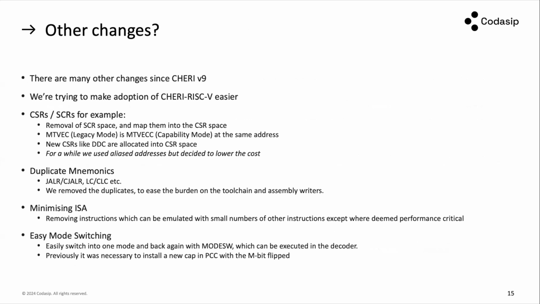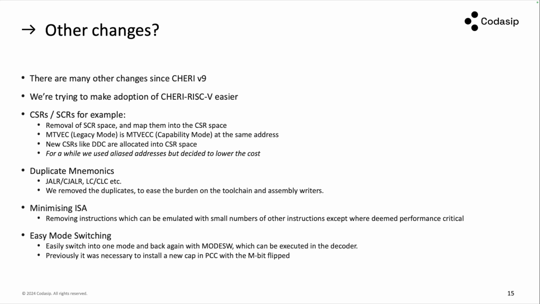But we got there. Other things that we changed to try and make the adoption easier. So originally, CHERI had separate SCRs, as in special CSRs, but we got rid of those and we merged them into the same space. For a while, we were using aliases, so we had more than one address, but we combined them so that if you access MTVec in legacy mode, you get MTVec, and if you're in capability mode, you get the MTVec-C, which is the capability version, but at the same address. We got rid of the duplicate mnemonics, so CJAL-R is now JAL-R, CLC is now LC in all cases, easier for the assembly writer, easier to understand.